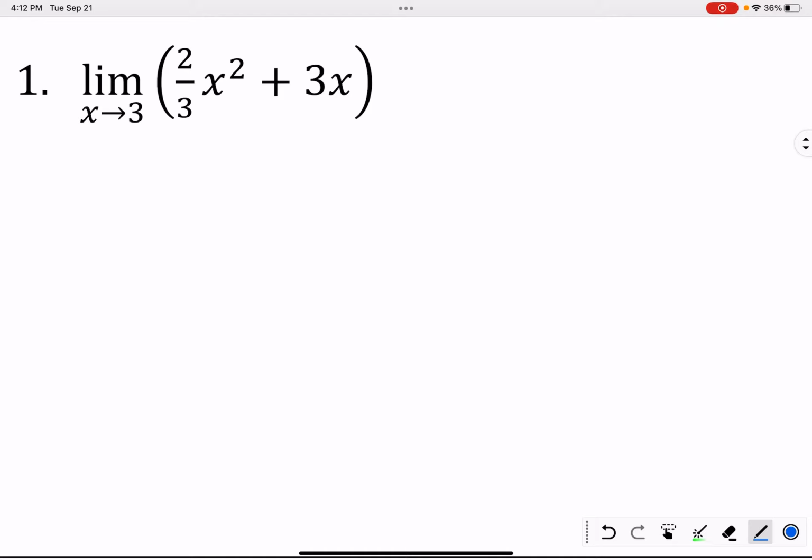All right, here we go. Limits 1 through 16. Here's the first page. Number 1, mad easy. We're just going to throw in 3.